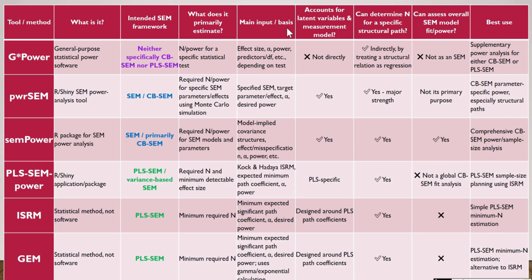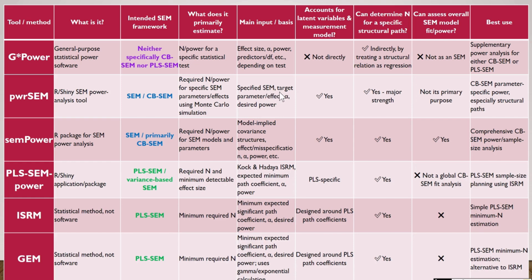So then we look at main input or basis. Here in G Power, you need to mention the effect size, the significance level that is denoted by alpha, power, predictors, degrees of freedom, etc., depending on the test you select, right? Whether you want to do a T test, ANOVA or a Z test, you want to specify all these things.